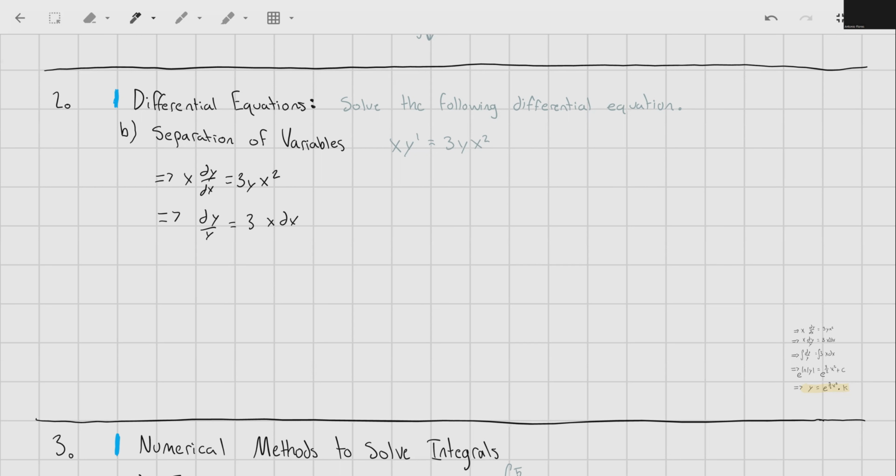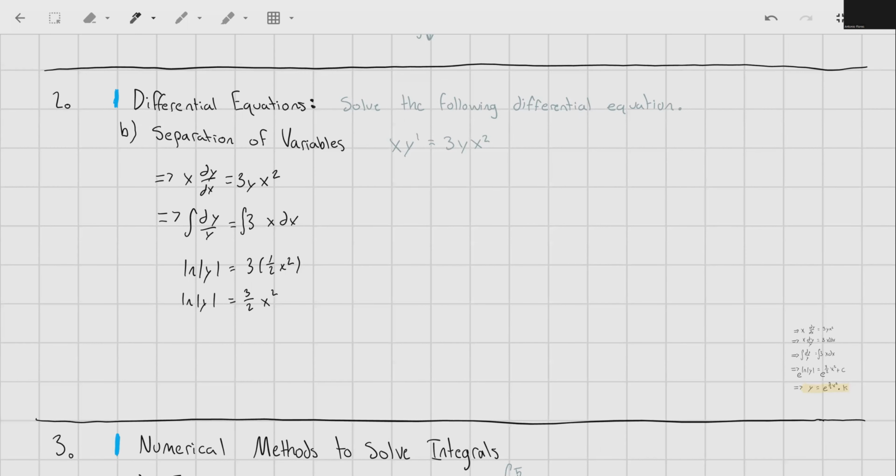And then next, you take the integral. The integral of dy over y is just the natural log of y. And then the 3 can be pulled out of the integral, so it just becomes 3 times 1/2 x squared. Next, we can rewrite this as natural log of y equals 3/2 x squared.